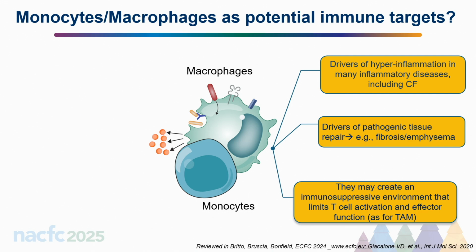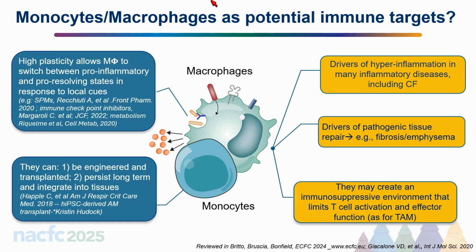Camilla discussed this a little bit. Let's think about the tumor-associated macrophage. In the tumor, we know very well that those macrophages are creating an immunosuppressing environment that limits T cell activation and effector functions. And we do not know anything about that in the context of CF. So is this something that we really need to evaluate or look at a little bit more carefully?